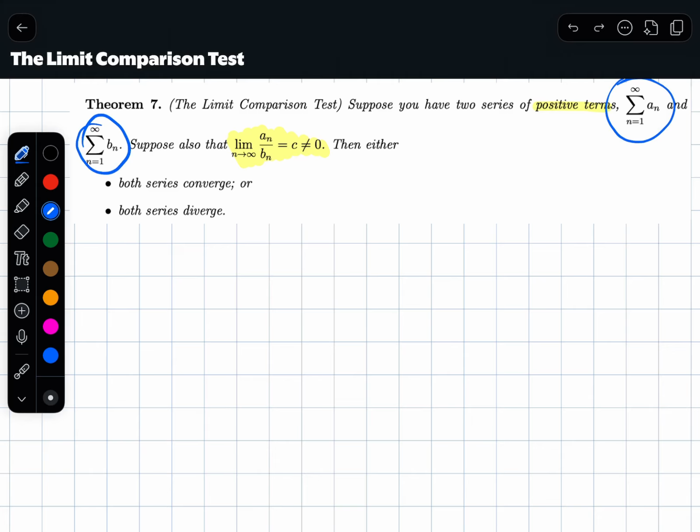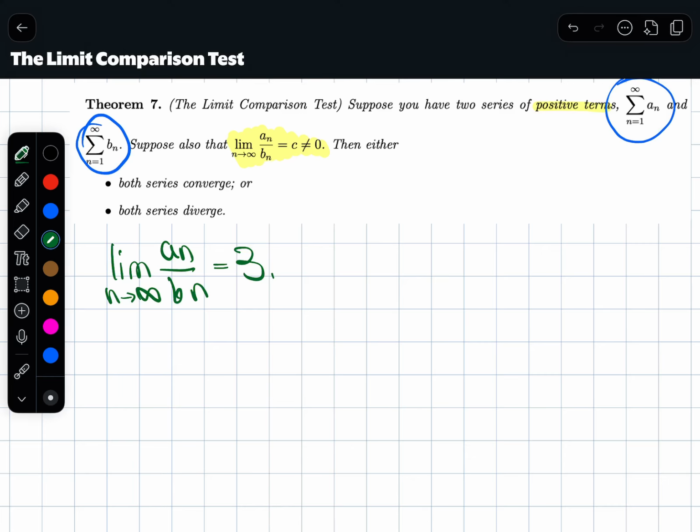What the theorem is saying is that either both converge or both diverge. So the limit being equal to c, with c non-zero, just means that they're practically the same. So let's imagine, for illustration purposes, that the limit of a_n over b_n when n goes to infinity is, I don't know, 3. Just imagine it's 3. As long as it's not 0, the theorem will work.